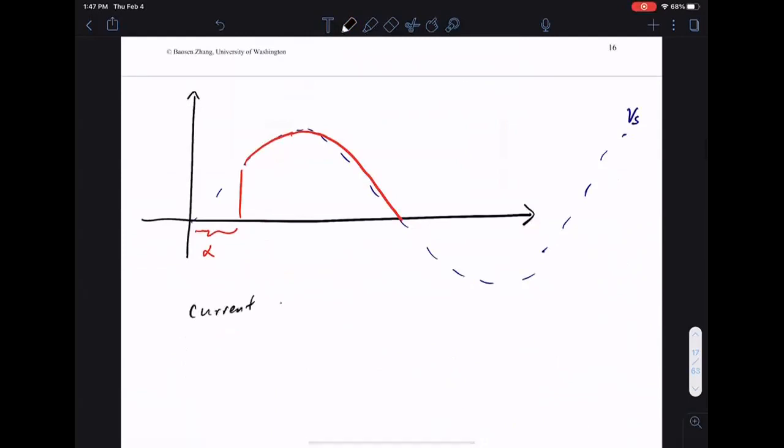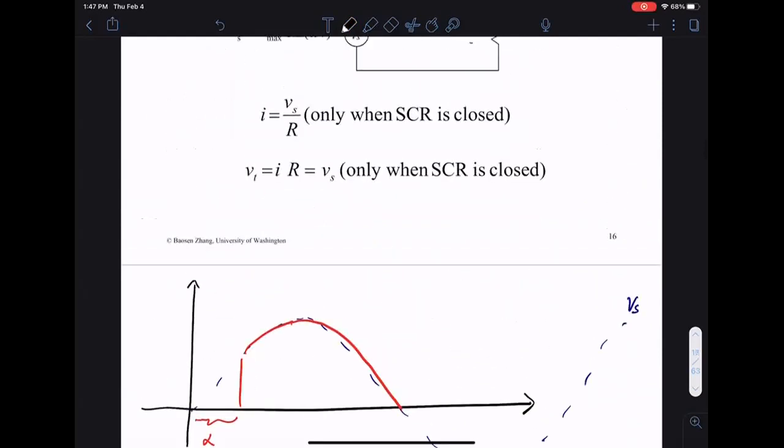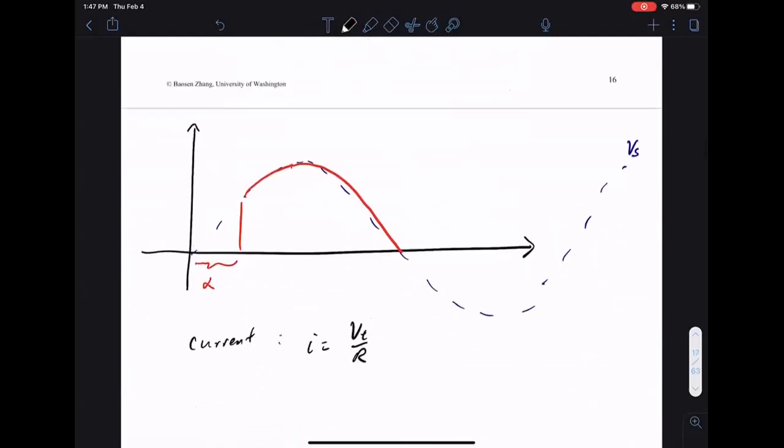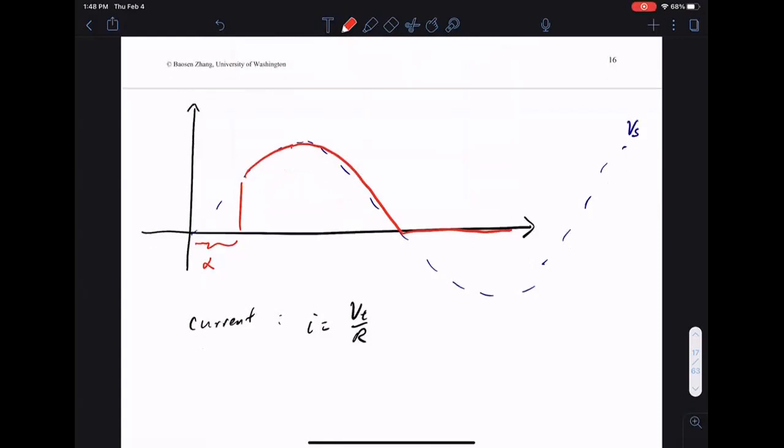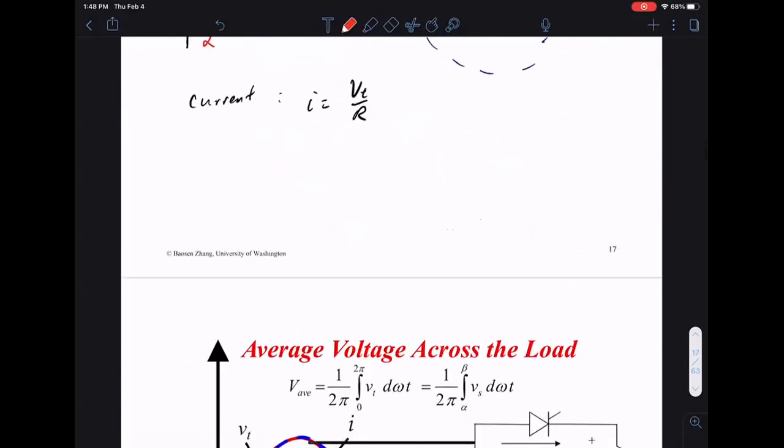The current you pass through is Vt over R. So you act like a wire once you turn on, and then you turn off once the voltage crosses zero again. So this is our voltage profile. This is the SCR.